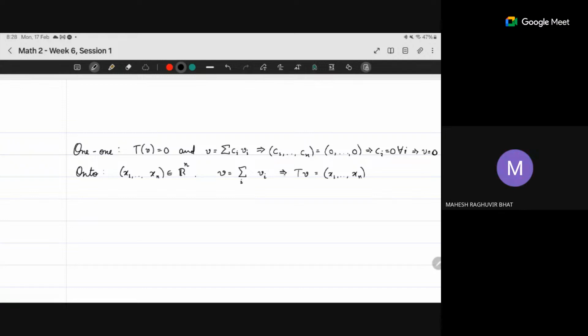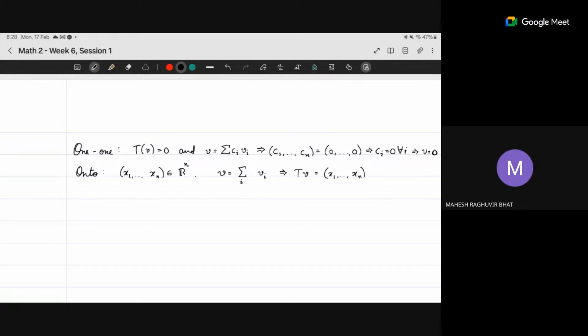Can be CI, right? Some CI. It is some Ci in general, yes. So what am I trying to do over here? I'm trying to prove that this map is onto. To do that, I took an arbitrary element in the codomain, which is Rn. I called it x1, x2, xn. And I have to produce an element in the domain, which is V, such that T of V is x1, x2, xn.